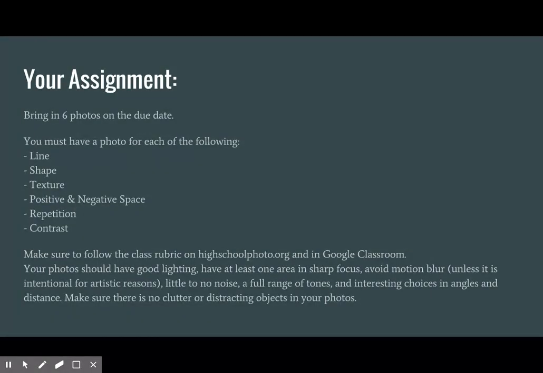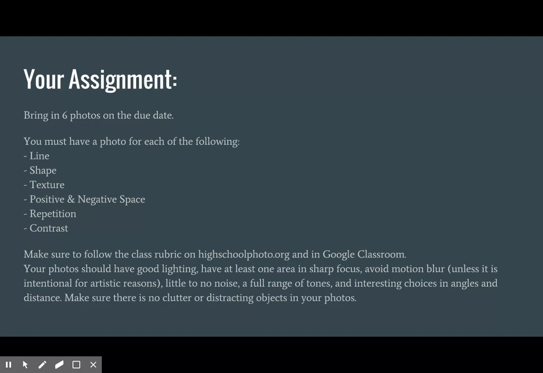So your assignment that will be due on the due date is that you have to turn in 6 photos. One that is really about line, one that's very much about shape, one about texture, one where positive and negative space is the most important thing, one where repetition is the most important thing, and one where contrast is the most important thing. Now, when you take a picture of shape, there might be some lines in it, there's going to be texture in it, things in the world have texture, but you still want one picture for each of those 6 things where that is the most important thing in the image.